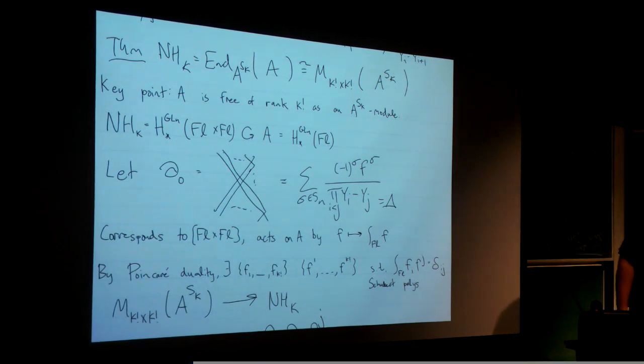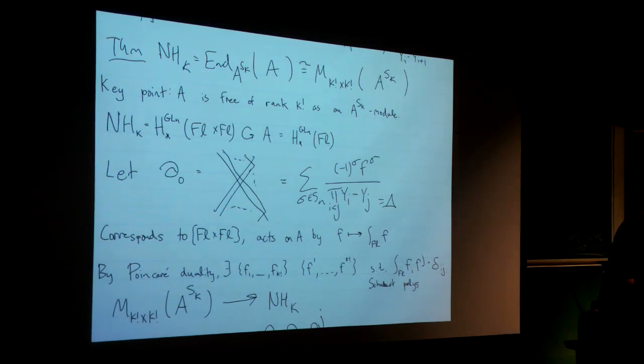Sorry? Oh, you were calling it lambda? Oh, I'm sorry, it looked like a delta. Okay. Well, many other people call it delta. I guess she was calling it lambda. Okay.